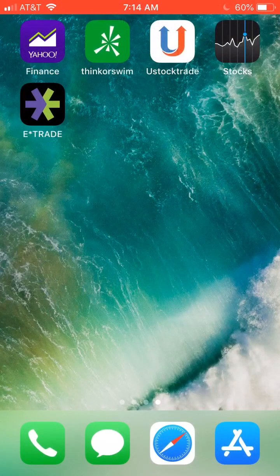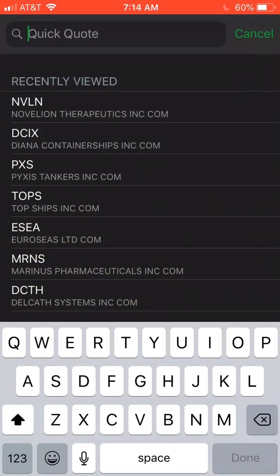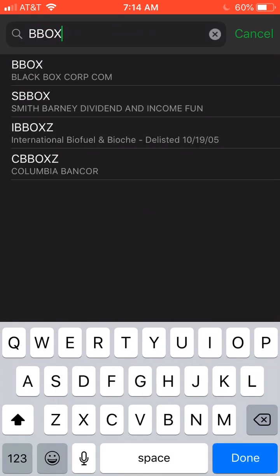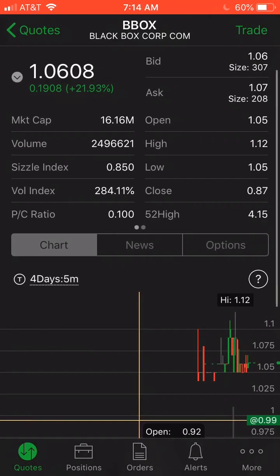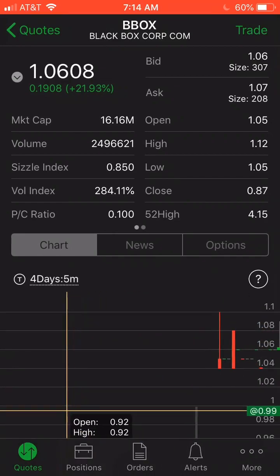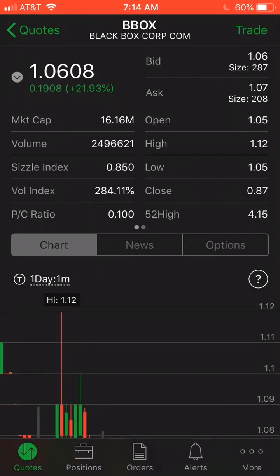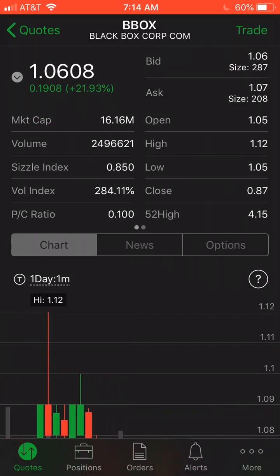So now I will look, I use Think or Swim, and you could open up an account with TD Ameritrade. You do not have to fund the account, and you could use their software for free. So now I want to see BBOX, and I like to see this on the computer better. Let me look at the 1 day, 1 minute chart because there's more options.